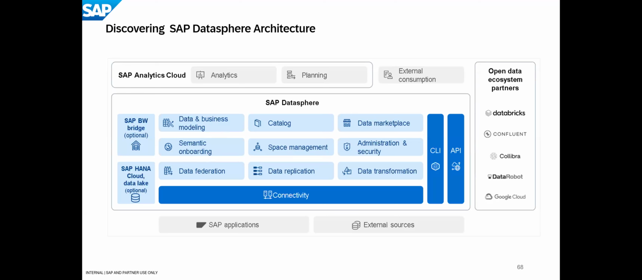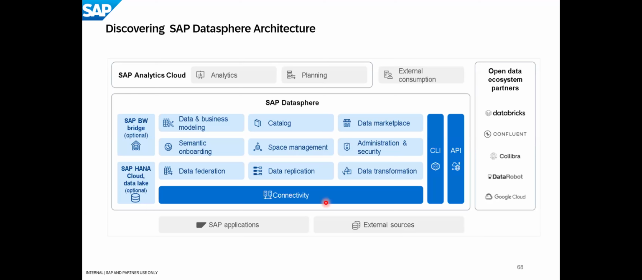And then you have space management, where you can secure and isolate environments for different teams and use cases and do administrative tasks related to the space. Then administration and security manages access, security, and governance here. And then we have data federation and replication. We will be discussing these two terms in detail in the upcoming slides, what is federation and what is replication, and you can do both of them very effectively in the Datasphere. And then data transformation. Datasphere has a wide range of transformation capabilities to transform the data according to your business need.